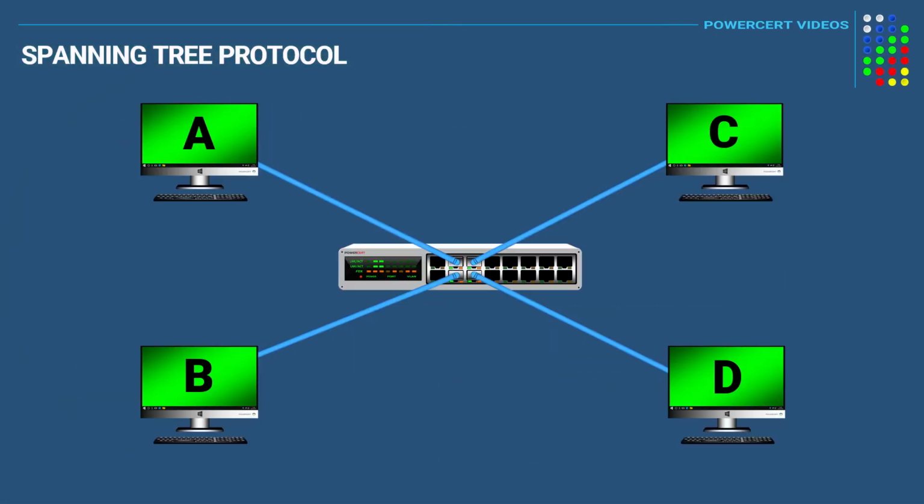So for example, if computer A wanted to communicate with another computer on this network, it'll send out a unit of data called a broadcast frame. And then once the broadcast reaches the switch, the switch will forward that broadcast to every device that's connected to it.